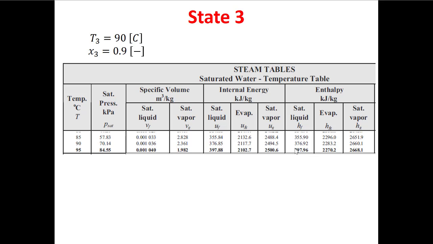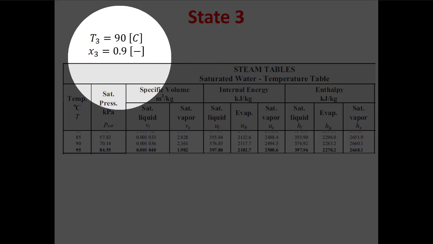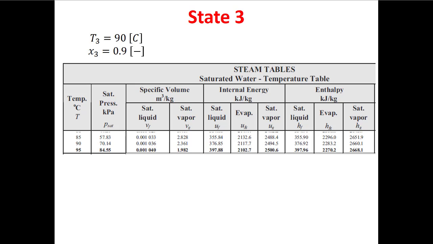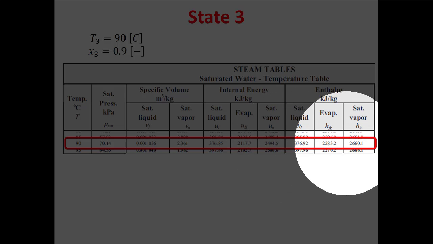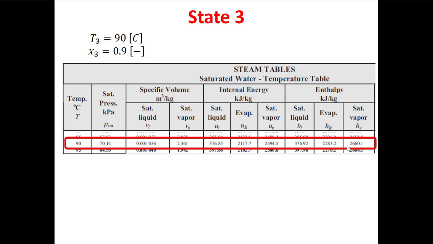Now, I want to find state 3. State 3 tells me that there's some quality. That means that it's a two-phase mixture, right? It's some mixture of saturated vapor and saturated liquid. And here, in this case, I have 90% saturated vapor, so I should be close to the hg value, right? So here I've got to find on my table the row that's 90 degrees Celsius. So that's here. And I know that I'm going to be somewhere between hf and hg, closer to hg though, because this is for the saturated vapor and I have 90% saturated vapor and only 10% saturated liquid.